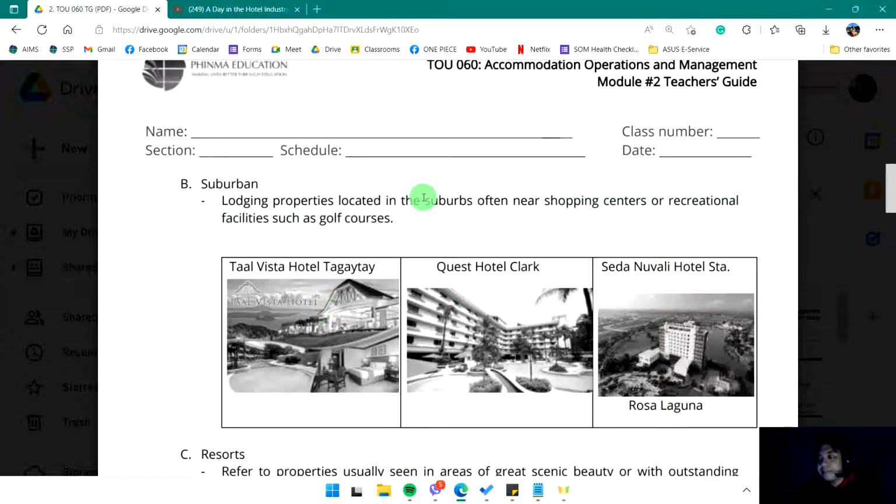Basically located outside the hustle and bustle of the central business districts in Makati and Pasig. And usually the environment around these types of hotels is more on recreational activities.